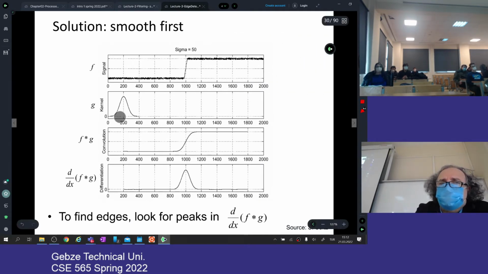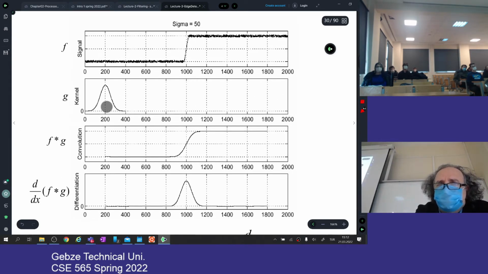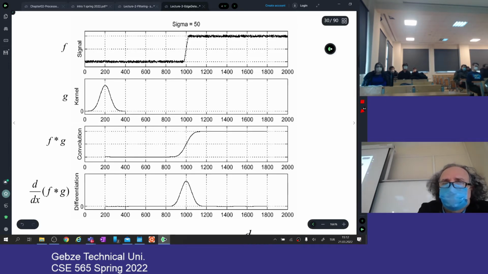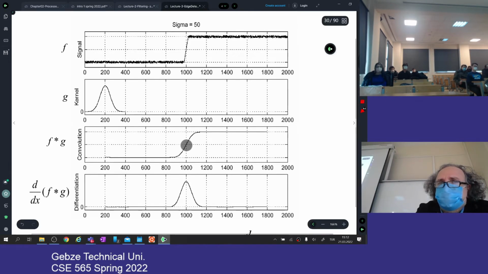Smooth the image first with a Gaussian. So our signal will be like this. Apply this filter. What does the filter do? It takes the weighted local average of the region. So apply it to this image, and I will get something like that.